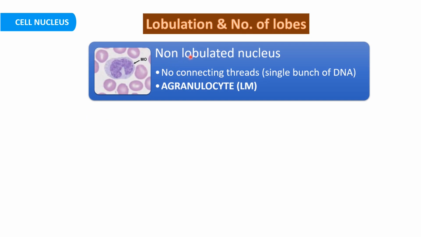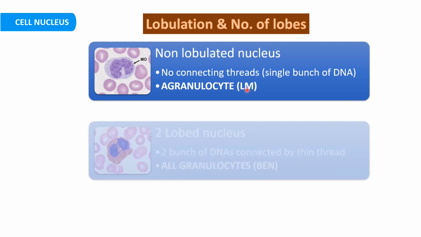If it is non-lobulated, like in this case, there is no lobulation because there is no connecting thread in the nucleus. If there is no connecting thread and a single bunch of DNA is there, it is an agranulocyte. That means it is either lymphocyte or monocyte. So any non-lobulated WBC is an agranulocyte, lymphocyte or monocyte, either of them.